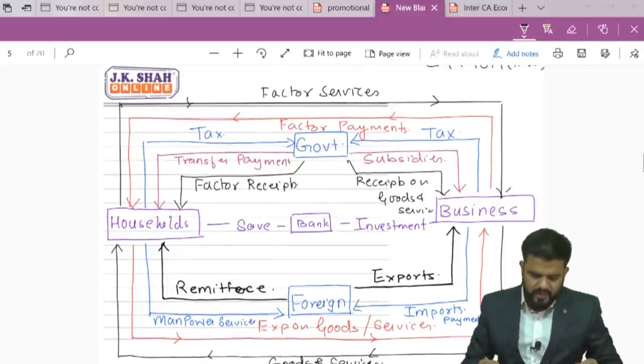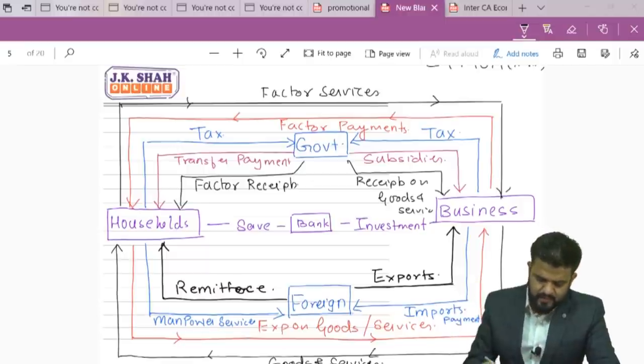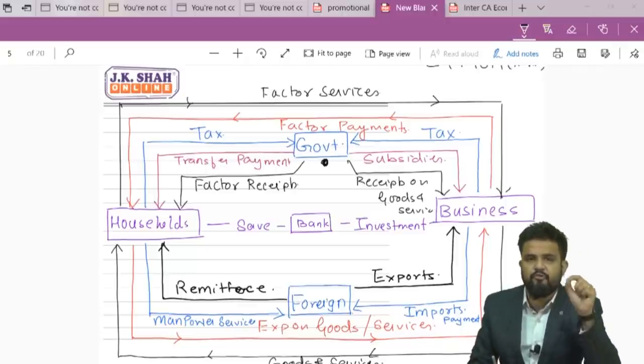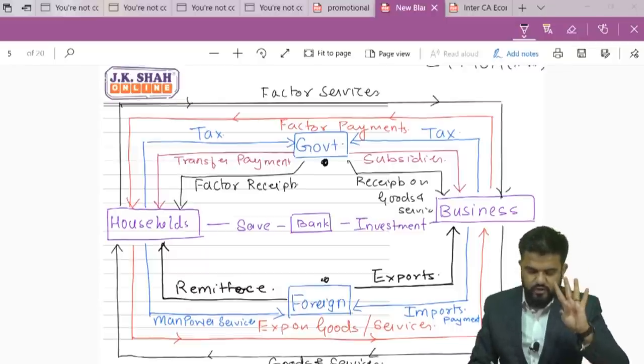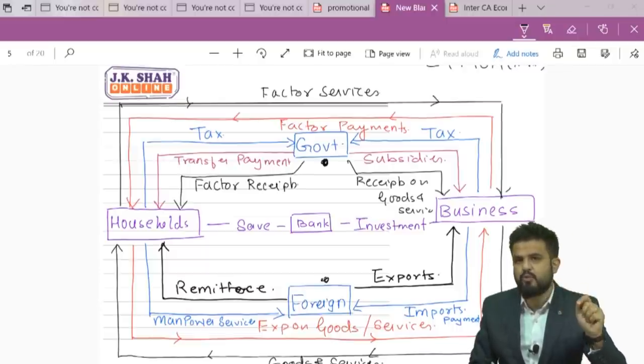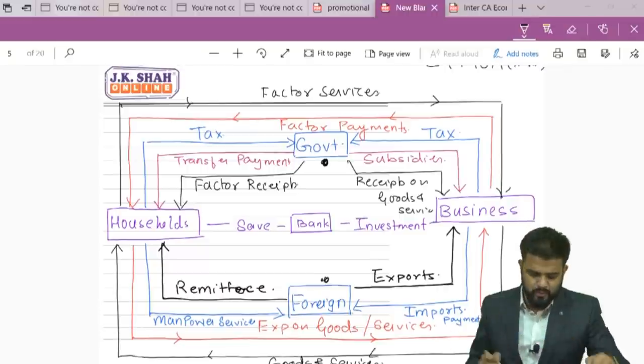Now let us understand, left hand side I have taken households, right hand side I have taken business, then government is going to come in the picture, and next is the foreign sector. This is your foreign sector. So four sector, we have consumption, that is households, we have investment, that is business, we have government, and we have foreign sector, exports and imports.